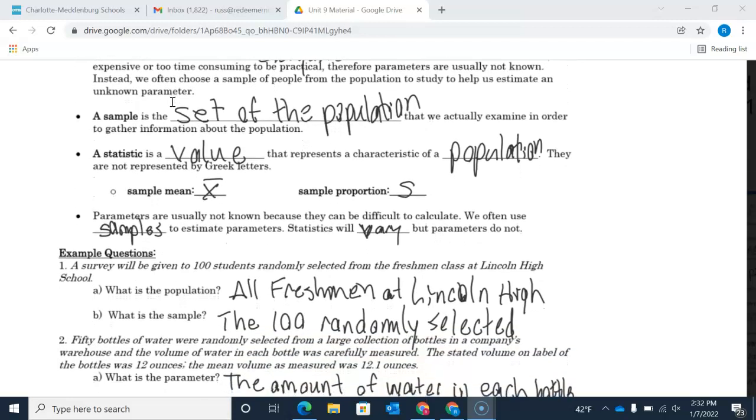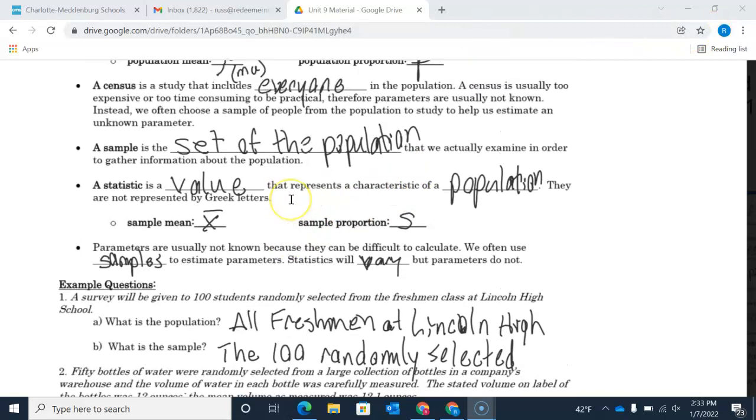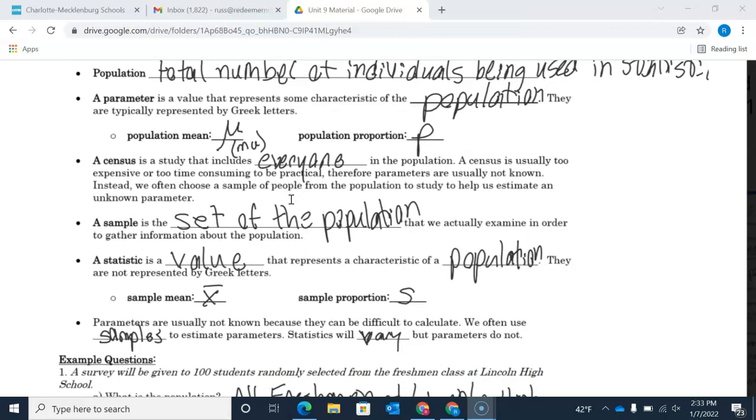All right. So parameters are usually not known because they can be difficult to calculate. So we use samples to estimate parameters. Statistics will vary, but parameters do not. So remember what parameters are. The parameter is the value that represents the characteristic of the population.